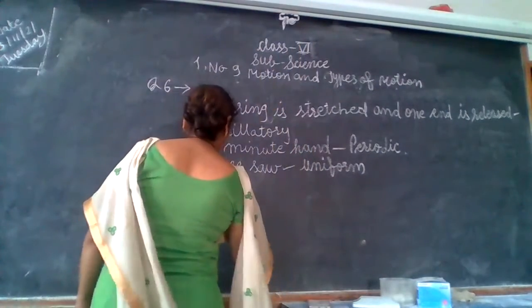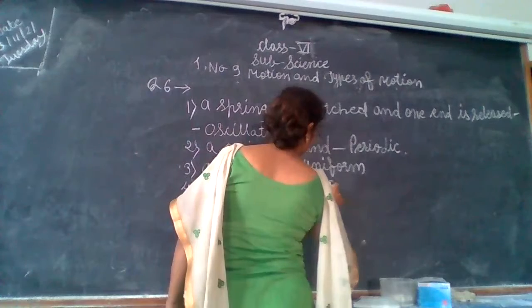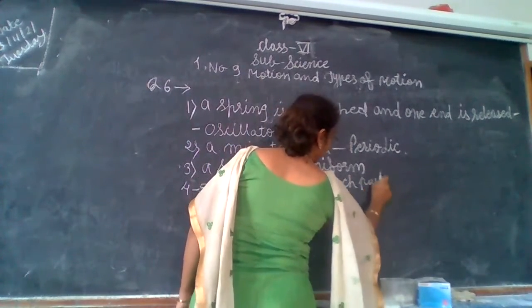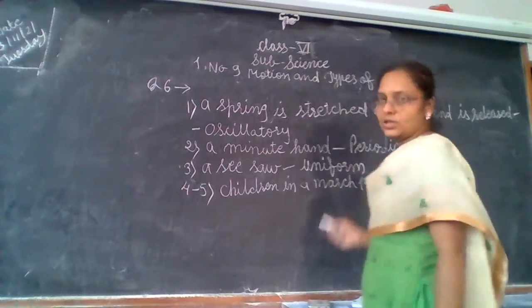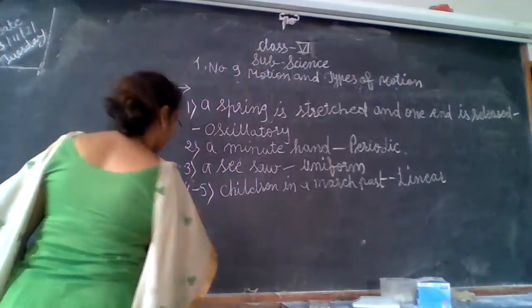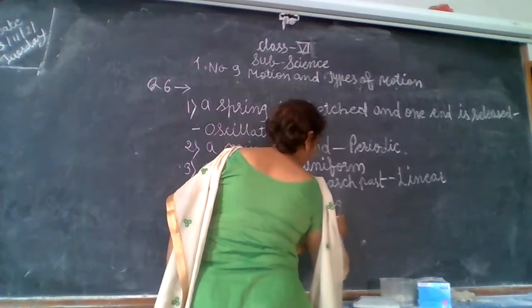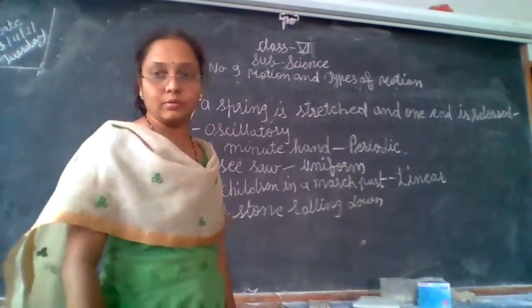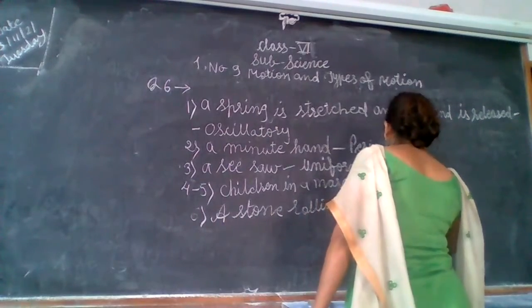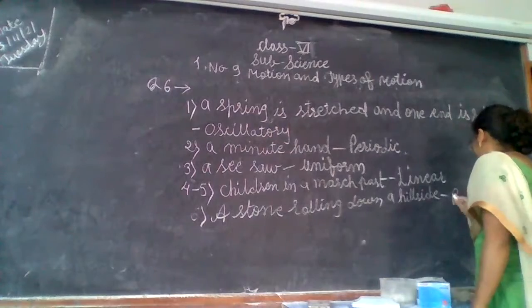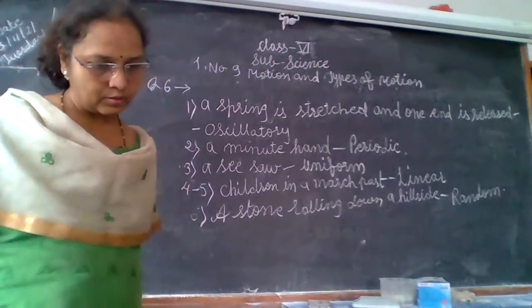Children in a march past. March past is linear because they go in a straight line. Then sixth, a stone rolling down a hillside, that is random. Okay, so this is what you have to write down.